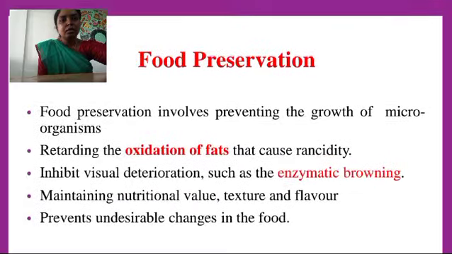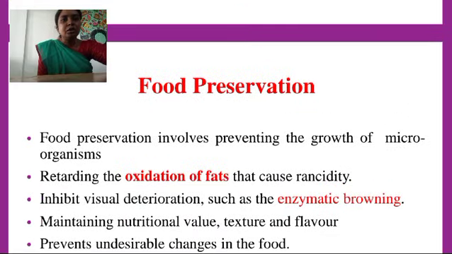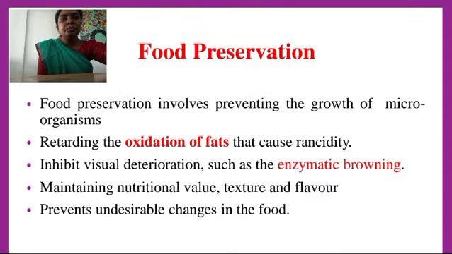So first of all, what is preservation? Food preservation is the process of preventing the food from physical damage, chemical reaction, and preventing the growth of microorganisms. Food preservation also prevents the food from rancidity, which is caused by the oxidation of fats, and it also inhibits visual distortion such as enzymatic browning.